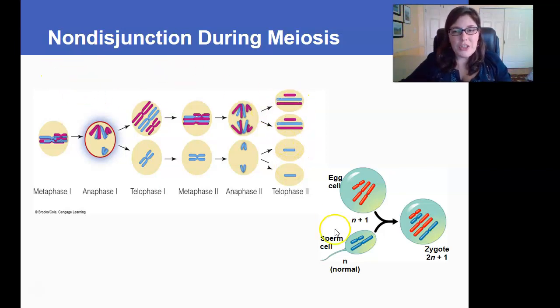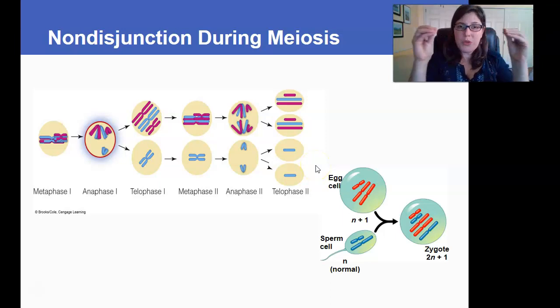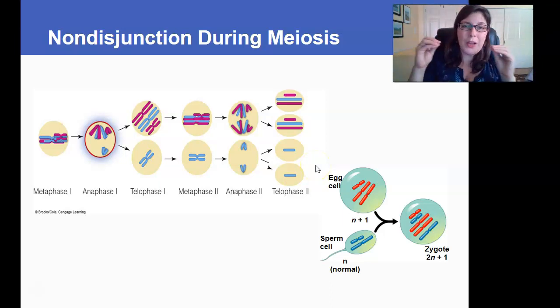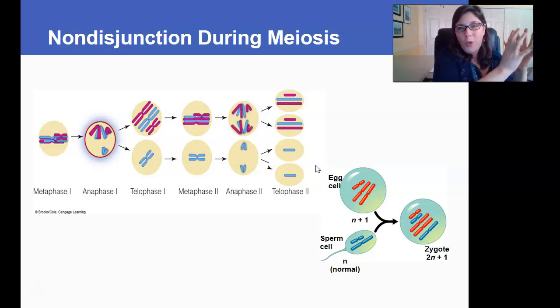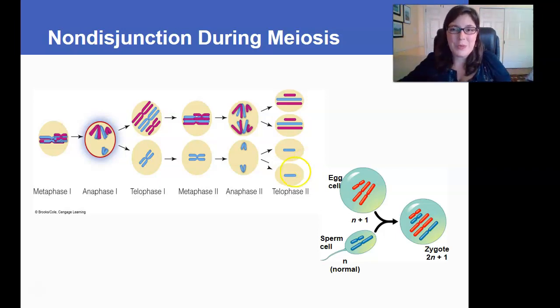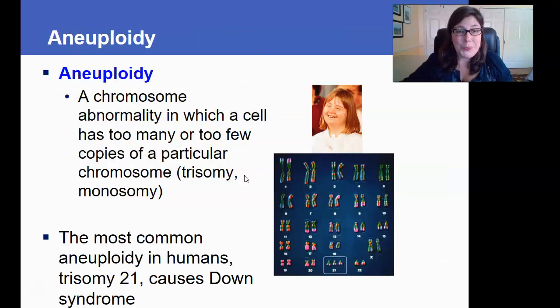So non-disjunction is all about when those chromosomes are getting ripped apart, it's not going correctly and having one go on one side where it should have been split up. So you can see how it plays a part in different roles. It can happen either in anaphase 1 where it got pulled apart inappropriately, or in anaphase 2. It ends up being called aneuploidy. So any chromosome abnormality where it is either too few or too many is aneuploidy.